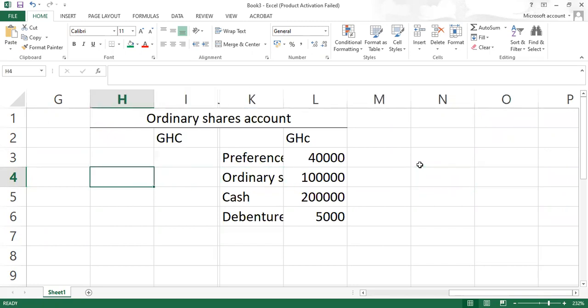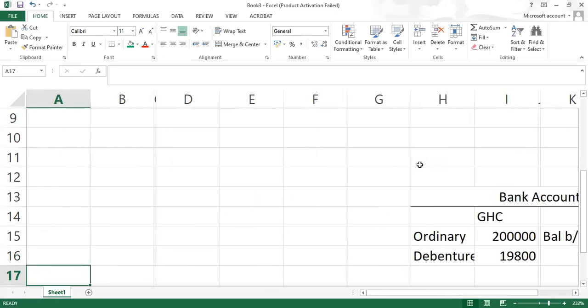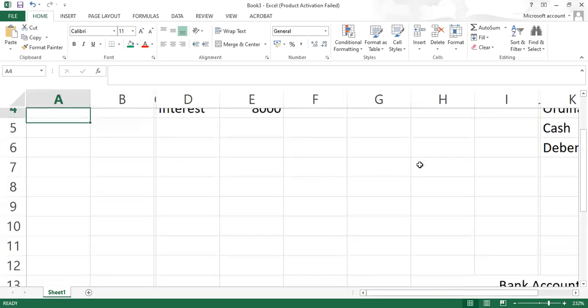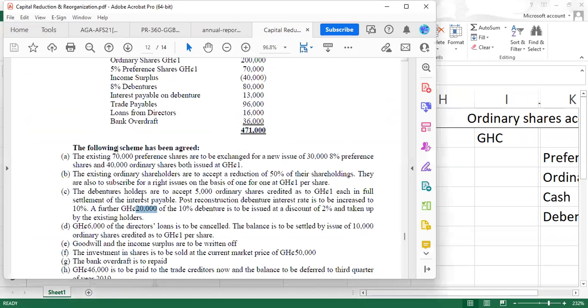So I have the bank account. The debenture will still be 20,000 plus the 80,000. So the total debenture that we are going to send to the statement of financial position will now be 100,000. 80,000, we issue 20,000. Are we there?